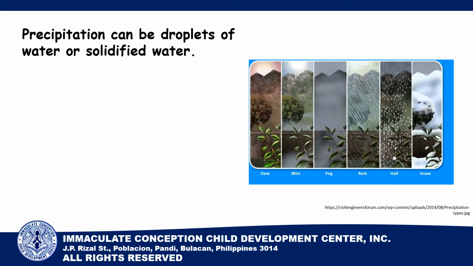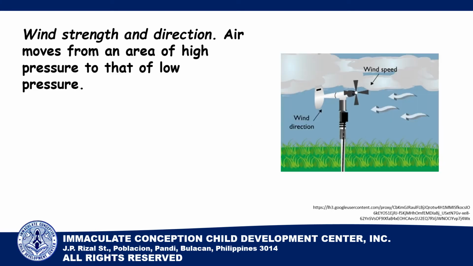Precipitation can be droplets of water or solidified water. Wind strength and direction: air moves from an area of high pressure to that of low pressure. Wind that blows over bodies of water are cooler and moist, while wind that travels over land masses are warmer and dry.